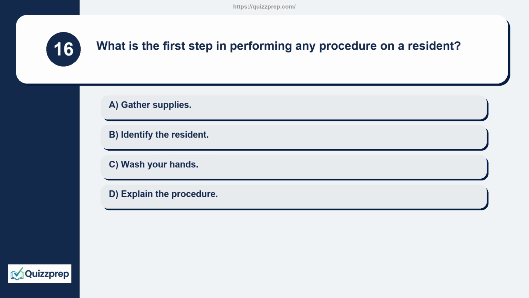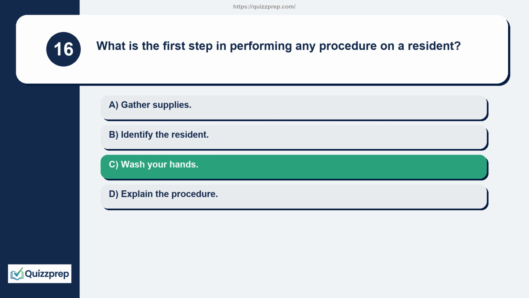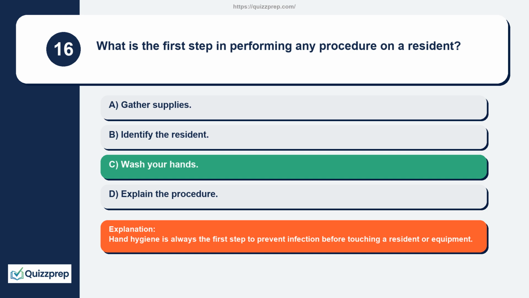Question 16. What is the first step in performing any procedure on a resident? Gather supplies. Identify the resident. Wash your hands. Explain the procedure. Hand hygiene is always the first step to prevent infection before touching a resident or equipment.